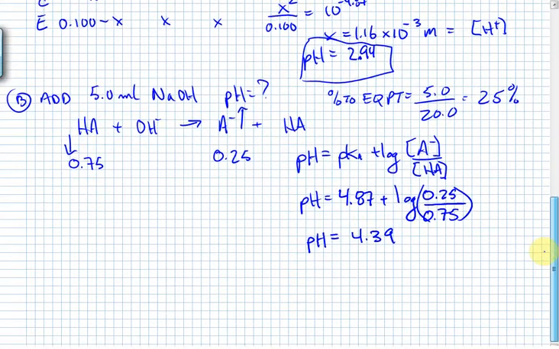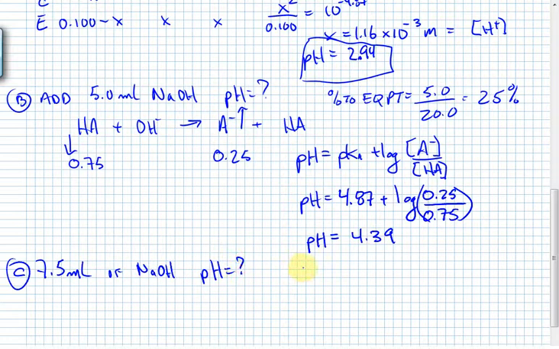Okay, good. Part C. Play the same game. Now we're going to add 7.5 milliliters of NaOH. We want to know what the pH is. Pretty straightforward. Where are we now? We are now percentage to equivalence point equals 7.5 over 20. We are 62.5%, 0.63.